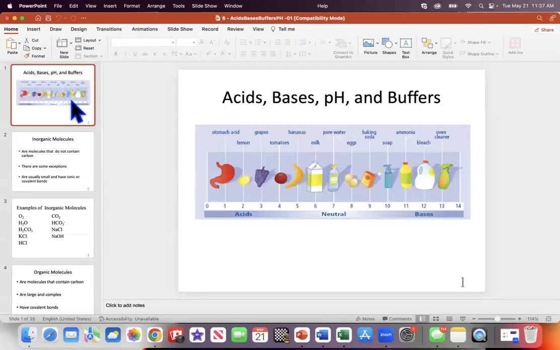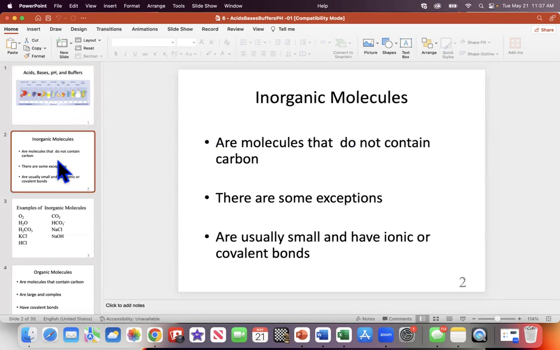Okay, so today's topic is acid-base pH, and we will talk about buffer in the next unit lecture. Today our focus is inorganic molecules. An inorganic molecule is any molecule that does not have both carbon and hydrogen, so you should have two. That's an inorganic molecule. And there are some exceptions.